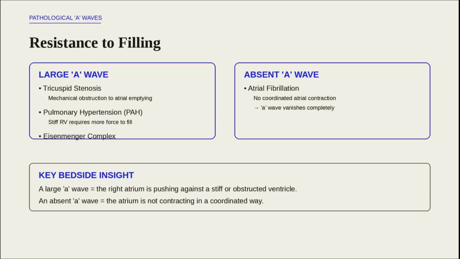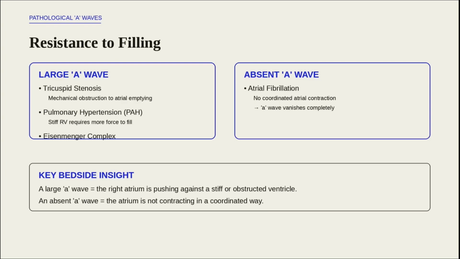When the A wave changes, it is telling you about resistance to right atrial emptying. A large A wave appears when the right atrium contracts against a stiff or obstructed right ventricle. Think tricuspid stenosis, a mechanical barrier. Think pulmonary hypertension, a stiff right ventricle that resists filling. Or Eisenmenger complex, where shunt reversal floods the right side with high pressure.